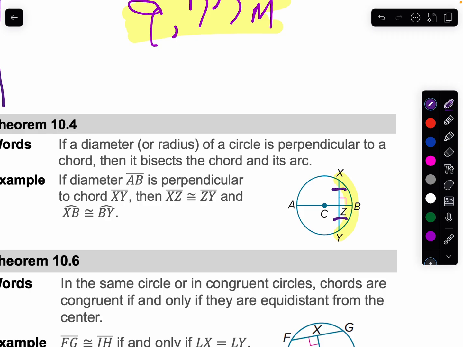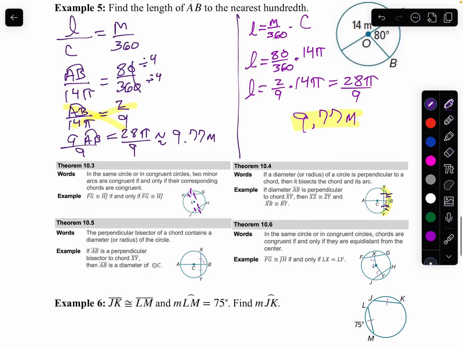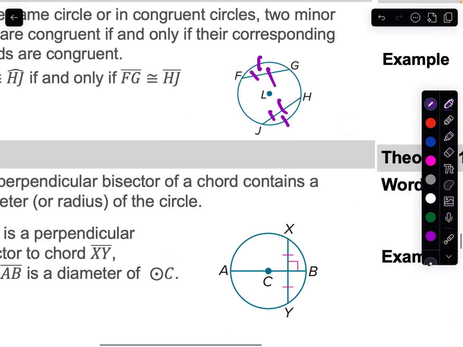So if I know a diameter is perpendicular to a chord, I know it's going to cut that segment in half, and also, it's going to cut my arc in half. Now, the next theorem is just backwards of that. It's probably what I was explaining to start with, that if I have the perpendicular bisector of a chord, then I know this is the diameter.